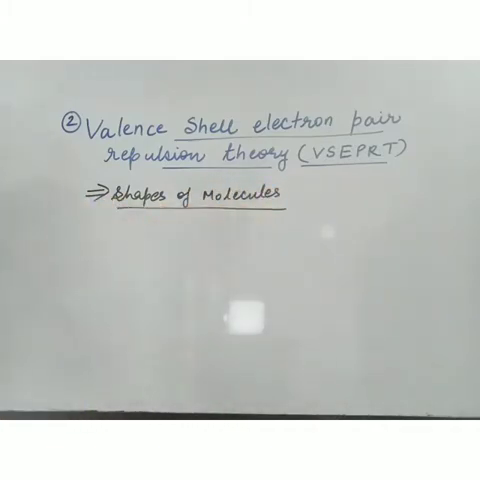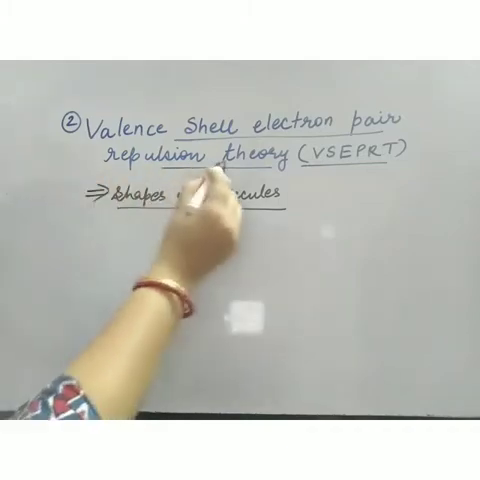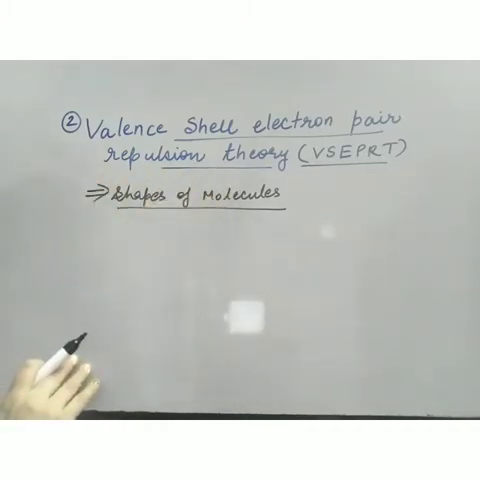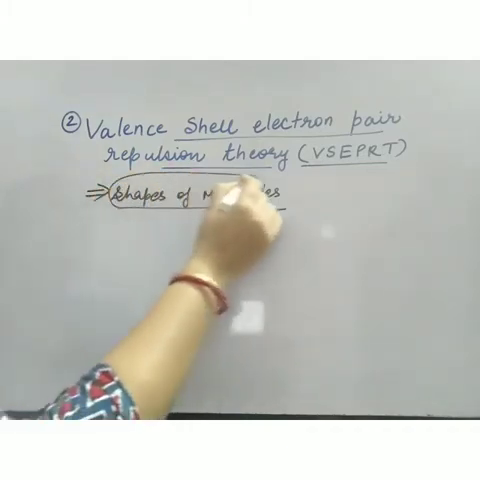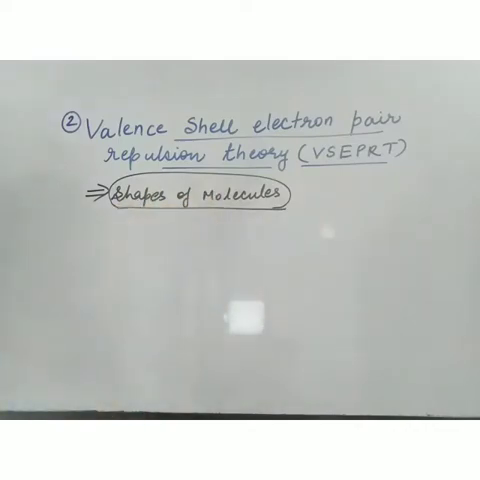This theory will not explain how a bond is formed, but it will explain what shape or what geometry the molecule will acquire after the formation of the bond. So according to this theory, we can know the shapes of different molecules. Today we'll discuss this VSEPR in detail.